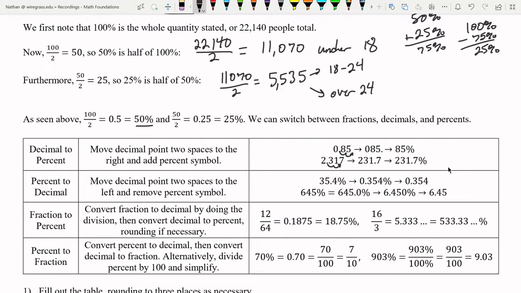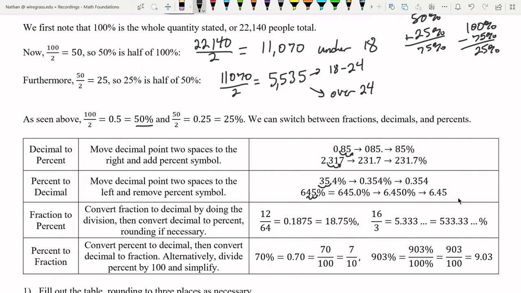231.7%. To go from percent to a decimal, it's just backwards. We're going to go 2 spaces to the left. So 1, 2, and then drop the percent sign. So 0.3454. The decimal point is located right here. We're going to go 1, 2 spaces, and I get 6.45 as my decimal.